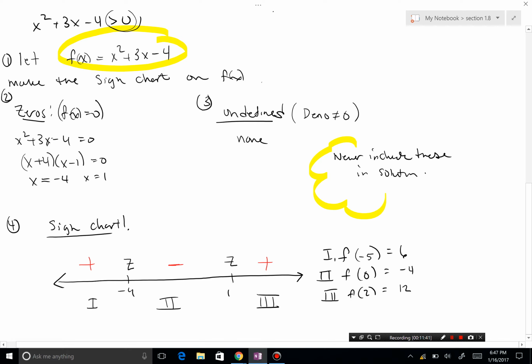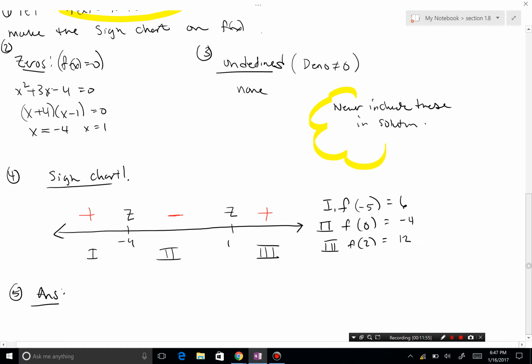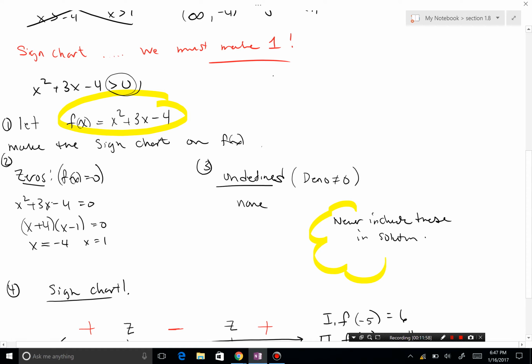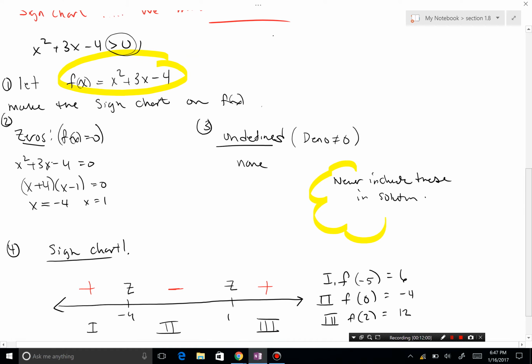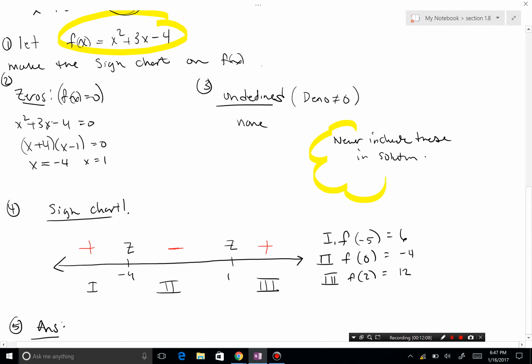And now, once we've created our sign chart, after doing all this mumbo jumbo, finally we can do step 5, give them an answer. Now you're probably saying to yourself, well, what's the answer? The answer to the inequality. That was the original question. All of this work we did pertained to the function. Now we can answer their question. They want everything that's bigger than 0. Bigger than 0 means positive, which means that I want all this in here.